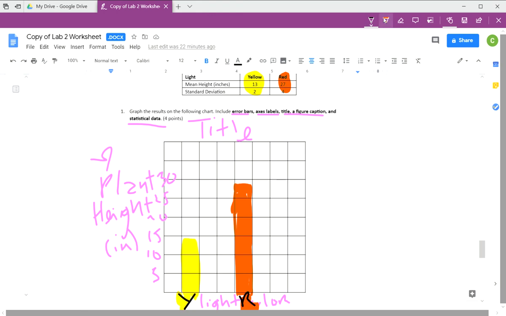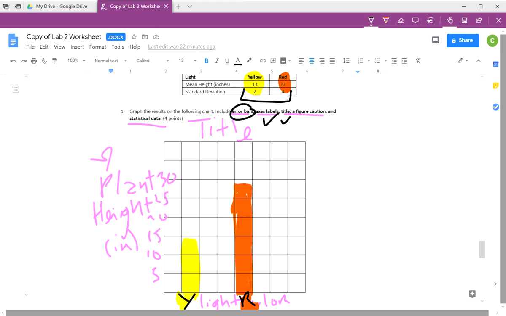There we go. Okay, so the next thing that we're going to want to do, so we've done axes labels, we've made a title. Okay, so now we need to do our error bars. The error bars are going to be made using these standard deviation numbers that are given right here. Your error bar should be 1 standard deviation above the mean and 1 standard deviation below the mean. So for yellow, our mean height was 13 inches. So that means our error bar needs to go 2 inches above, so 1 standard deviation above, and 1 standard deviation below to 11. So we need to draw an error bar that goes from 11 to 15 inches.